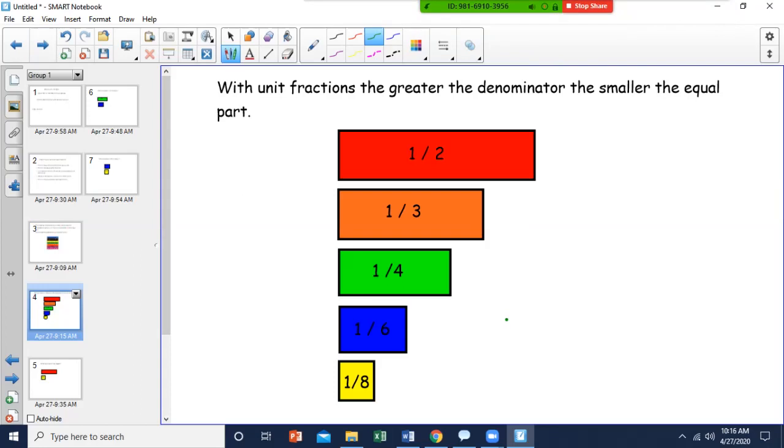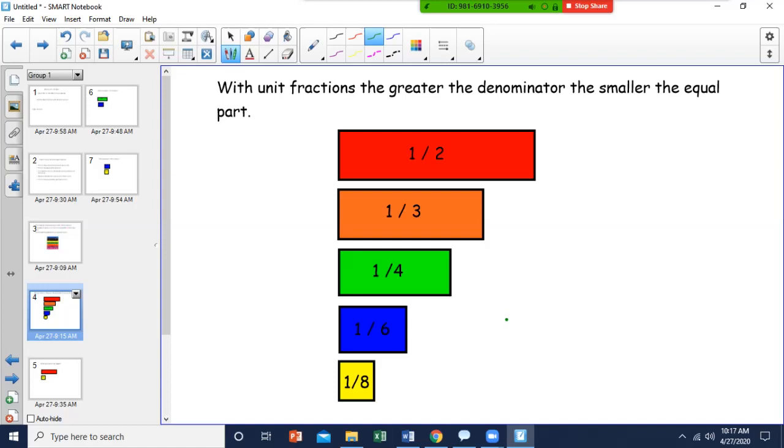So I have a set of unit fractions. We have 1/2, 1/3, 1/4, 1/6, 1/8. And remember, these are unit fractions, so I took one equal part out of the wholes, okay? Now, if you pay attention to the denominators, we have a denominator of 2, 3, 4, 6, and 8. Now, these numbers are increasing. Scholars, what are you noticing about the relationship of the denominator and the size of the equal parts? You should see that the greater the denominator gets, the smaller the equal part.